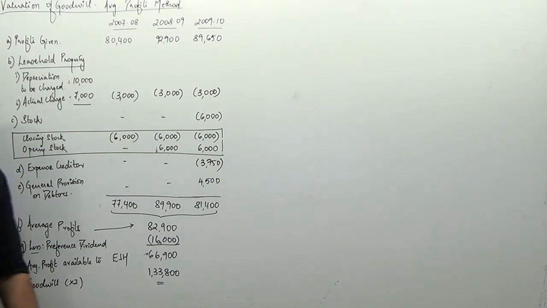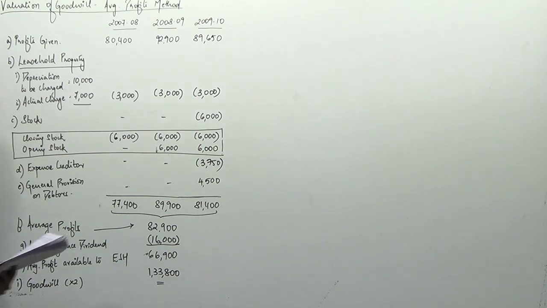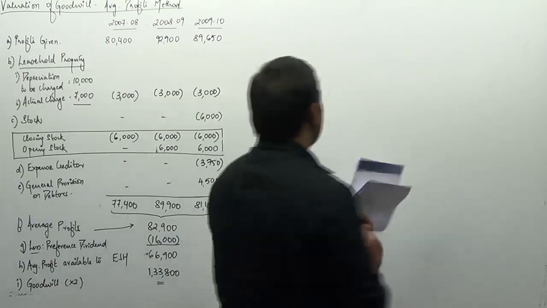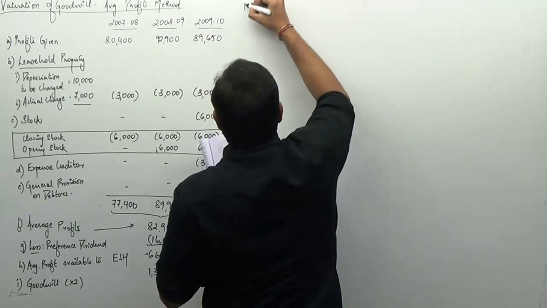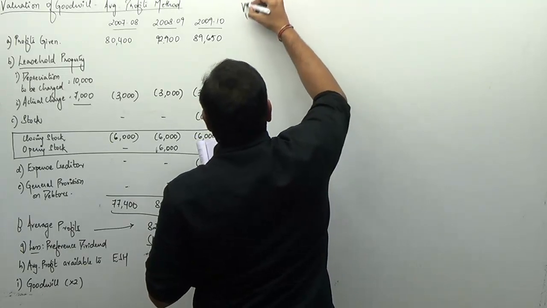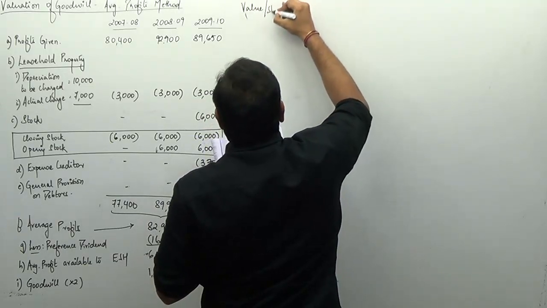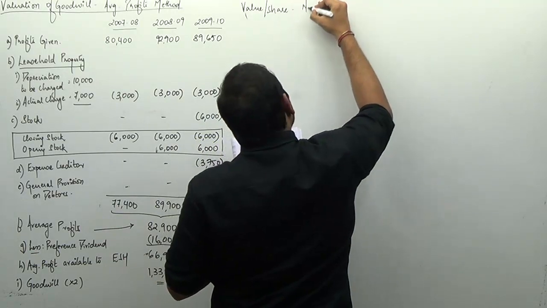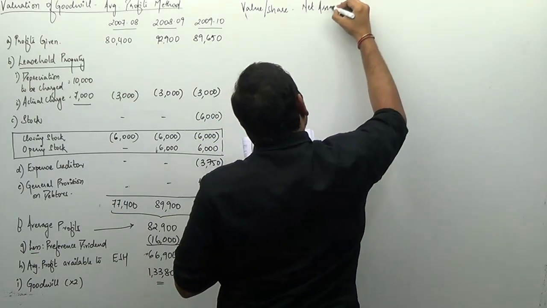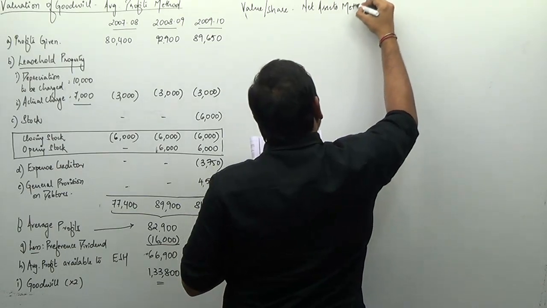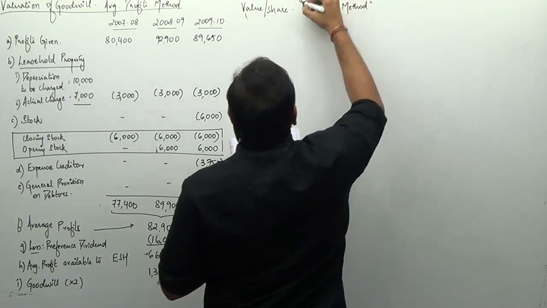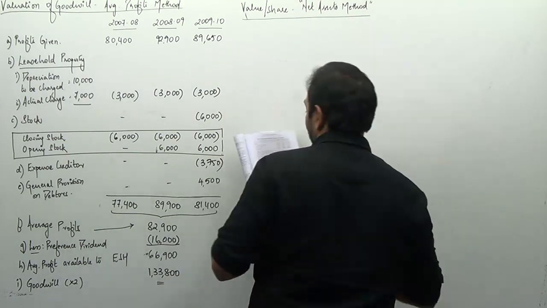But there are adjustments to the current year items. One adjustment to leasehold property, one adjustment to stock, one adjustment to outstanding expenses, one adjustment to debtors, plus goodwill. This is also there. Value per share based on net assets method. Net assets method, balance sheet value, intrinsic value, breakup value, everything means the same.